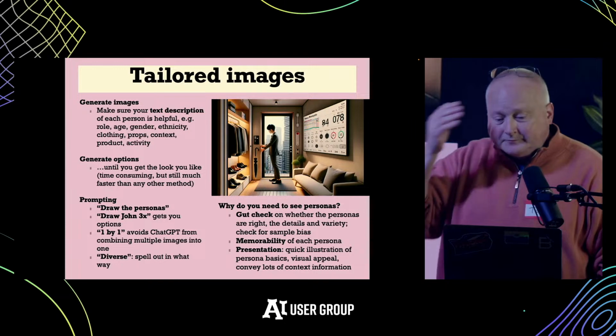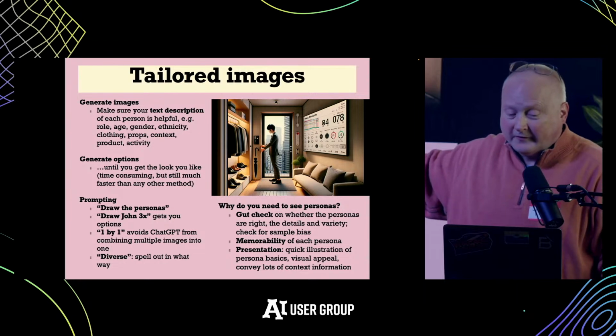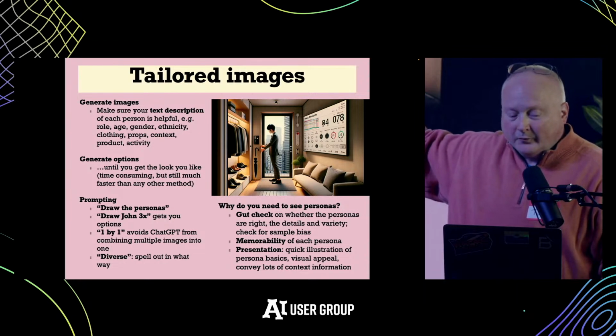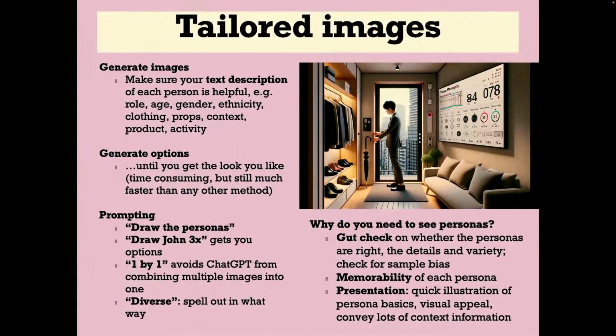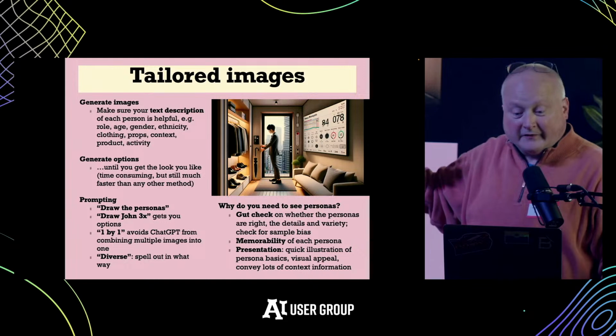I'll start with images. So to generate images, you can just say, draw an image of this persona. And the way you can make it accurate is the first part where it says make sure your text description is helpful. So make sure you sort of clarified the person. So role, their age, their gender, ethnicity, clothing, props, context. And then this is an example picture, and it got the product into the image as well. So this product is an entryway display. This guy is in Tokyo, leaving his apartment. He sees a train schedule and temperature and various other stats as he's exiting his apartment.